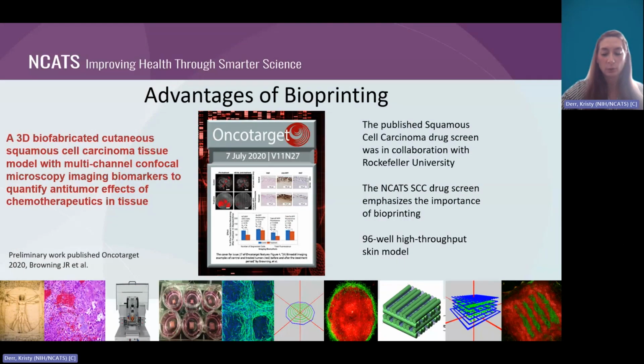So now on to one of the first drug screens we did with our tissues. This was an awesome collaboration with Rockefeller University in New York, where we also partnered with their dermatology clinician, and this was published in Oncotarget.